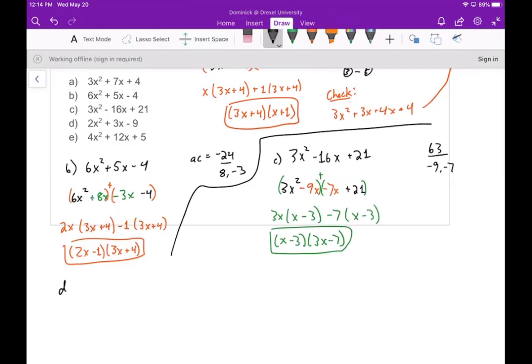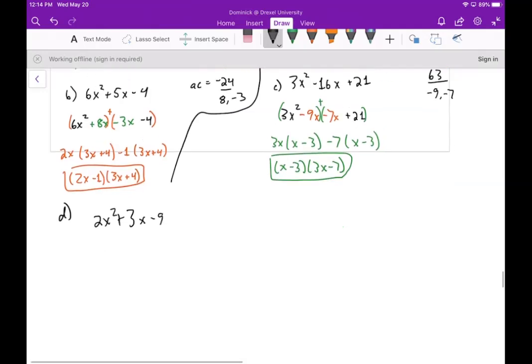Okay, part D, we have 2x squared plus 3x minus 9. So my A times C in this case is negative 18. And it looks like the two numbers that I'm going to need here are a 6 and a negative 3. So I'm going to write this as 2x squared plus 6x minus 3x and then minus 9. So factor by grouping.